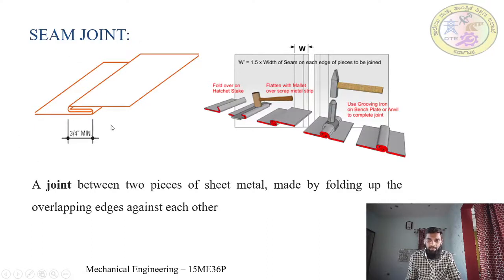Seam joint is nothing but the joint which is produced by folding up the overlapping edges against each other. See, if you see the sketch here, you have folded the edge vertically like this, and if you fold the other edge in the opposite direction, that means if you fold one edge in a clockwise direction and the opposite edge in an anti-clockwise direction, they can be inserted within each other and you can lock the edge like this. So that becomes a seam joint.